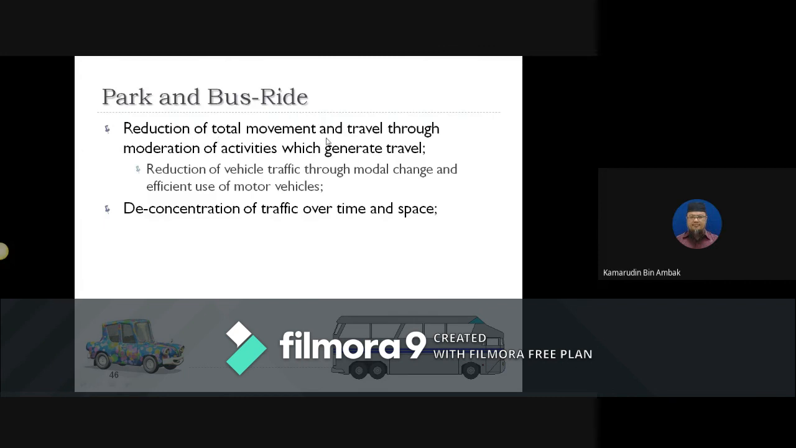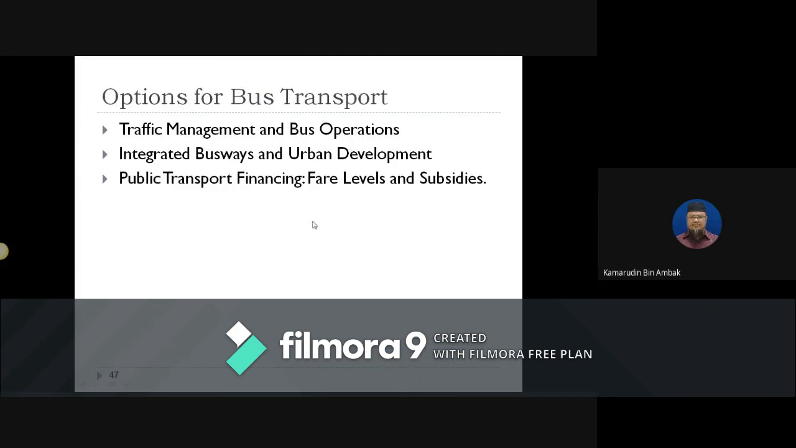The reduction of total movement and travel through moderation of activities which generate travel. The reduction of vehicles through modal change, we change our type of transport. Deconcentration of traffic over space and time. Okay, options for bus transport. First, we look at fleet management, traffic management and bus operations, integrated busway and urban development, and public transport financing, looking at the fare level and subsidy.